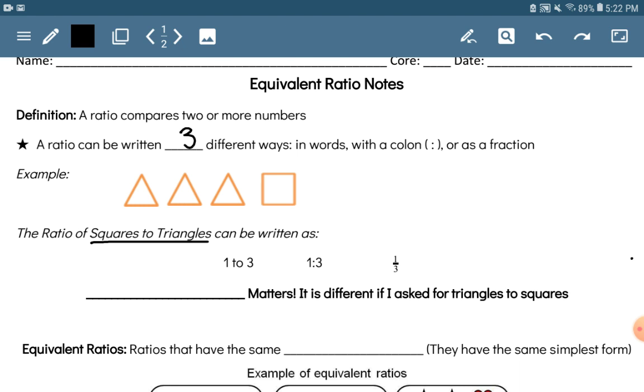Now, what's really important about writing the ratios is that order matters. It would be different if we asked for the ratio of triangles to squares. If we were to ask for that, we would have to put the number for triangles first. So I'd have to put 3 first, then the number for squares. So the ratio of triangles to squares is 3 to 1.